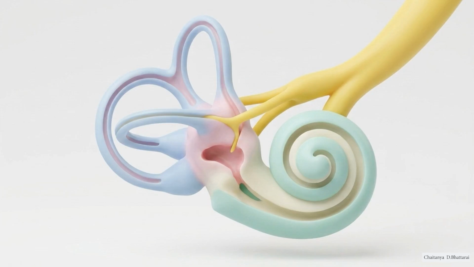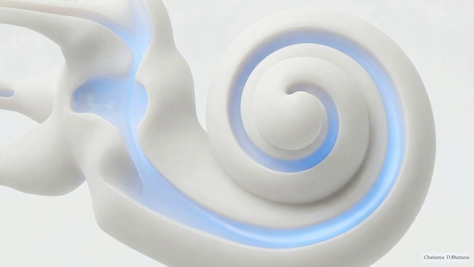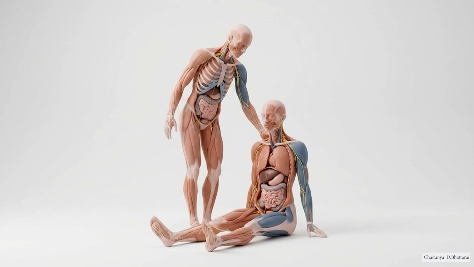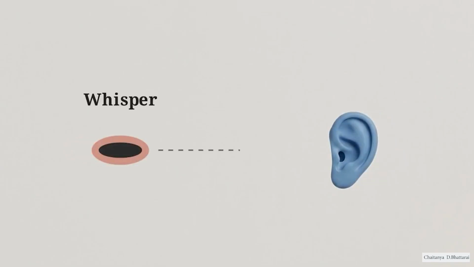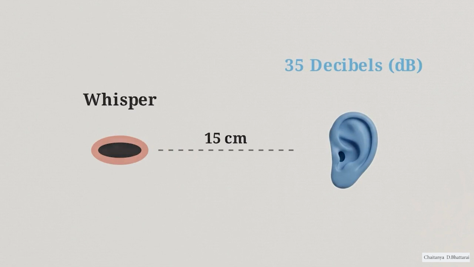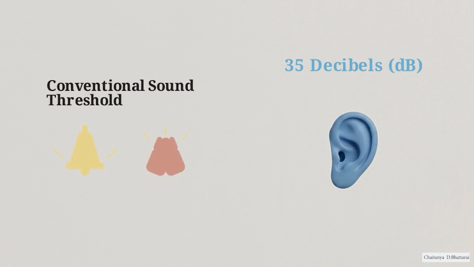The vestibulocochlear nerve, cranial nerve 8, splits into two divisions. We begin with the cochlear or auditory pathway. Bedside hearing assessment starts with quantitative distance and decibel thresholds. A whispered sound at a distance of 15 centimeters roughly equates to a 35 decibel stimulus, while conventional sounds, like a hand clap or a bell, test the 50 to 60 decibel range.